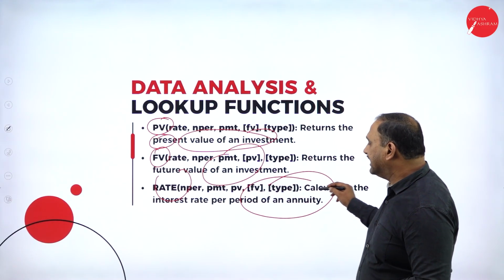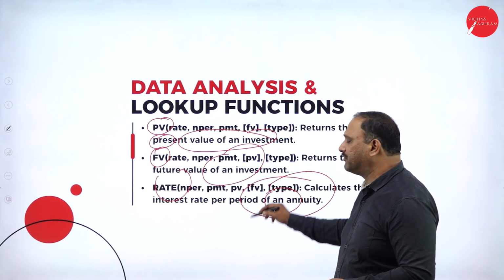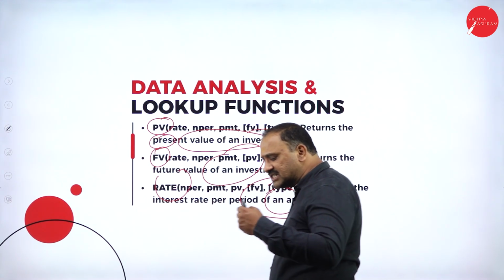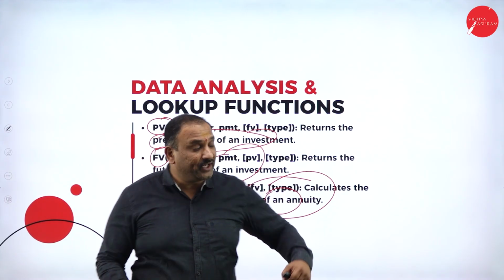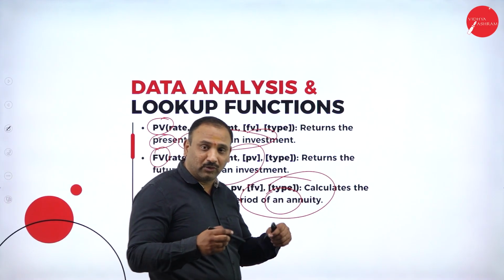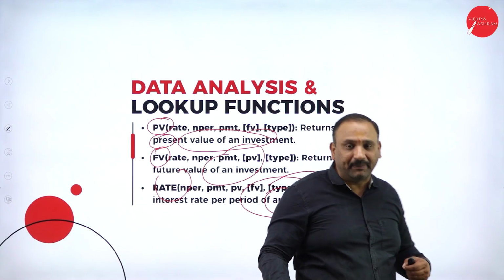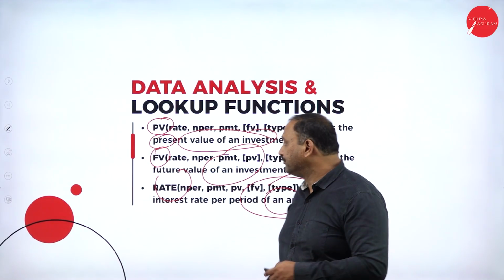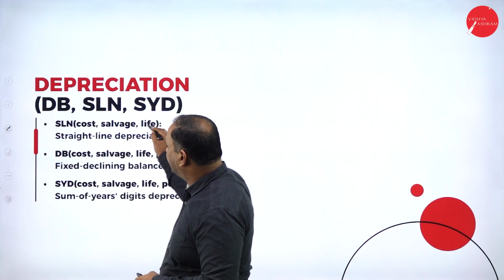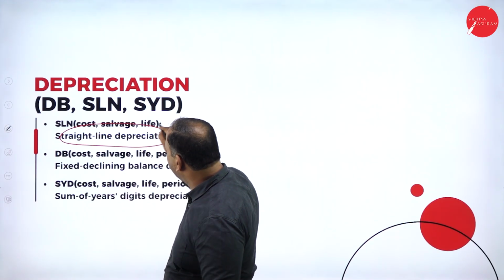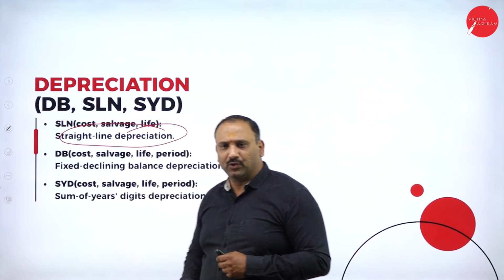Similarly, the rate function calculates the interest rate per period for an annuity, because when a business borrows money from different sectors, from different people, you need to know at what rate, what the interest will be, and what the cost of repayment is. And as we go up, we are also going to talk about salvage cost, life, and straight line depreciation. Let me take a quite important look into it.